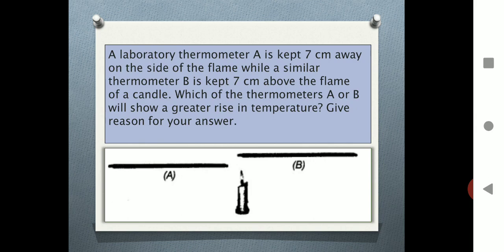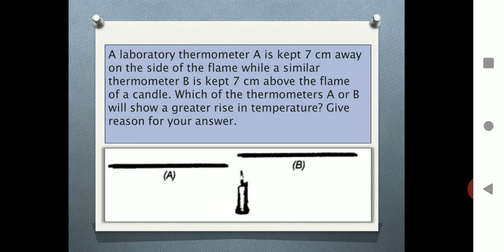Why? Because A is not kept above the flame, rather it is kept on the side. So the warm air is not coming directly in contact with thermometer A. It is coming in contact with thermometer B, and hence a greater rise in temperature is seen for thermometer B.